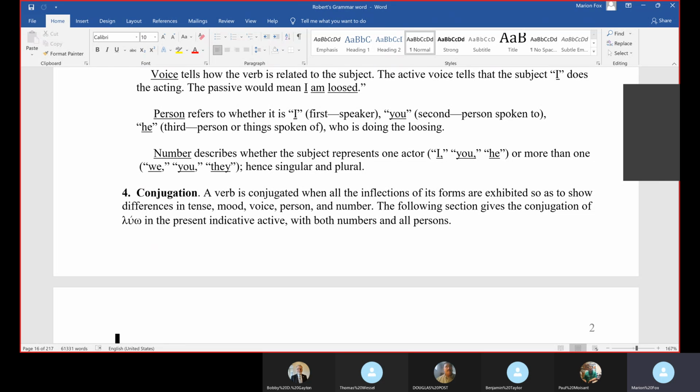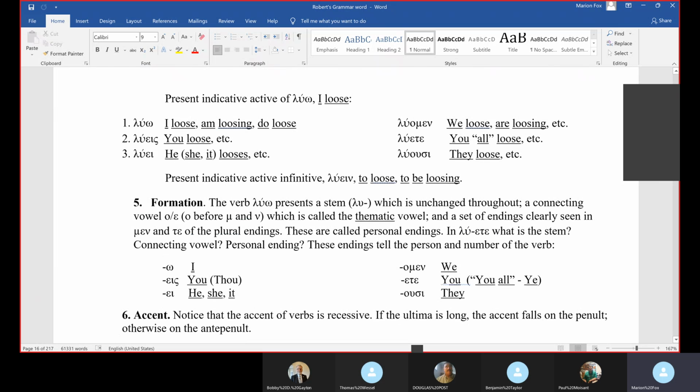The verb is conjugated, which means it's inflected to tell you what number it is and also what person it is. Inflections or forms are exhibited to show differences in tense, mood, voice, person, and number. All of these inflections will tell you what they are. And so the following section gives a conjugation of luo. It's the word we'll be using over and over. That means I loose, L-O-O-S-E. And it's the present indicative active, and that's the form, first person singular.